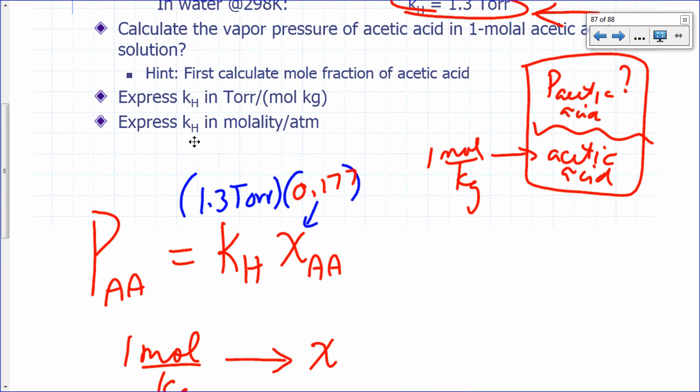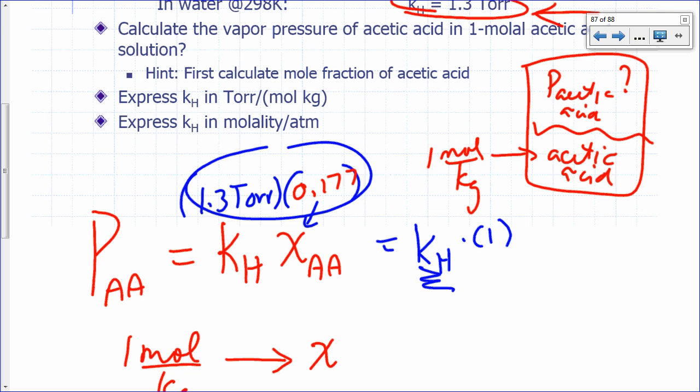All right. How can you express Kh in torr per mole per kilogram? Then you're going to say that would be equal to Kh in a different unit times 1, right? So what would that be? Whatever this number is, that's going to be equal to the Kh in torr per molality. All right, so I think we'll stop there.